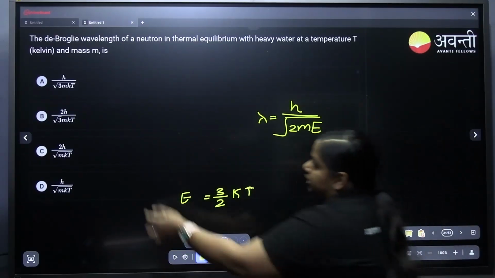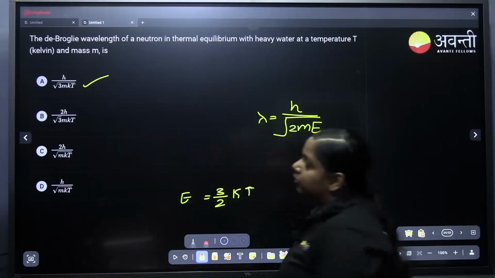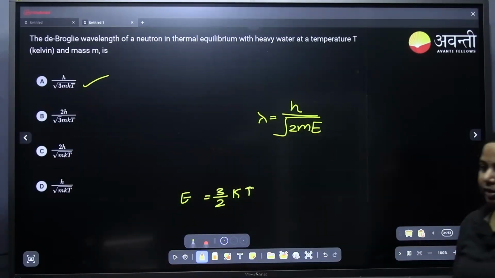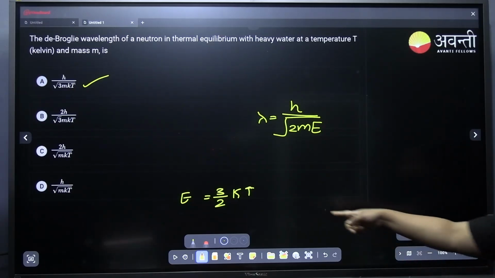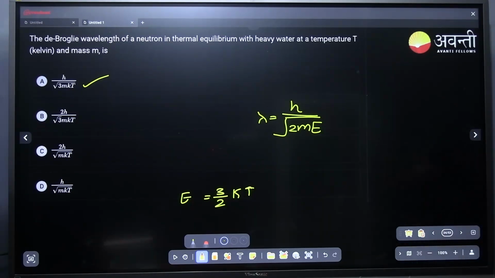Answer is option A, h by root 3 mkT. This is from the equipartition theorem. Moving on.